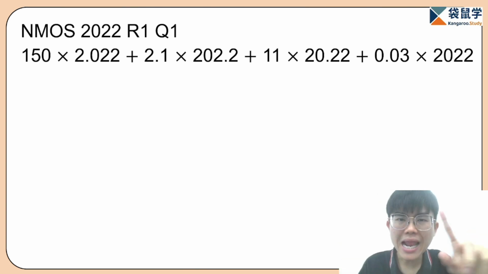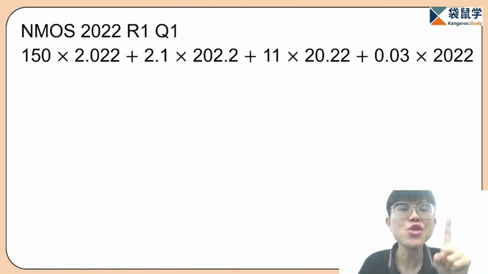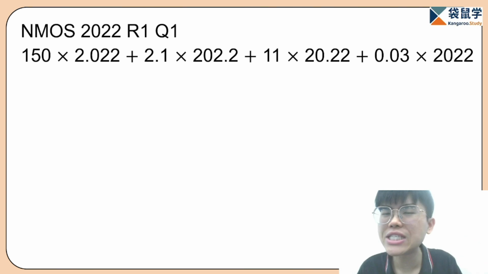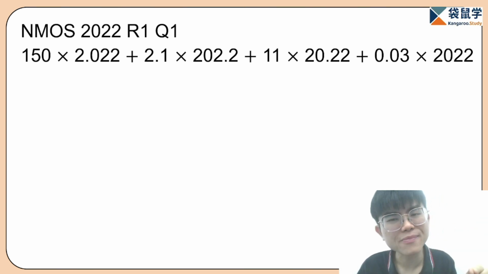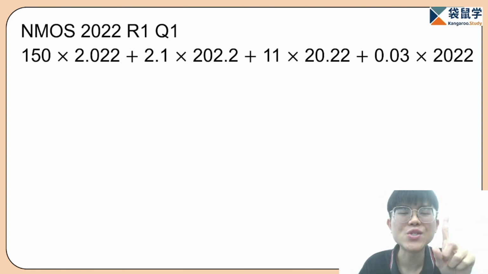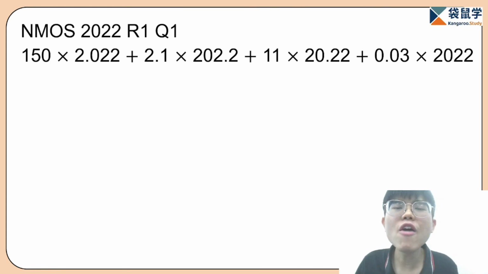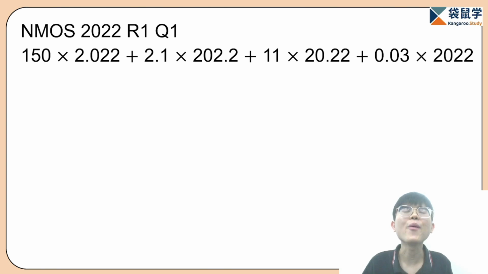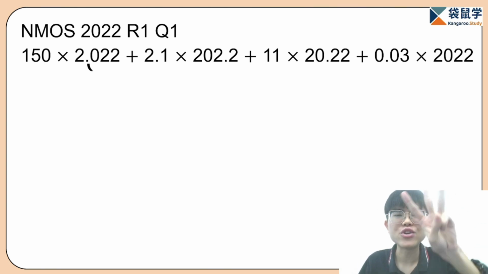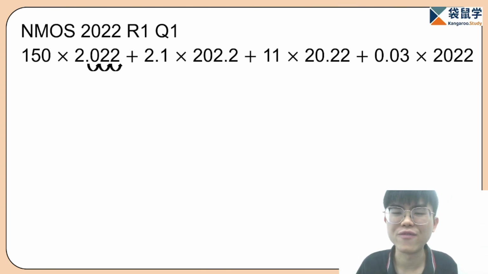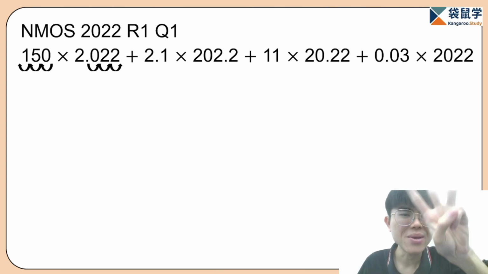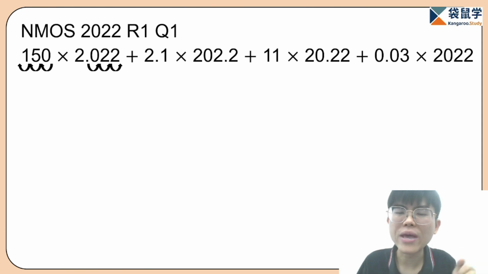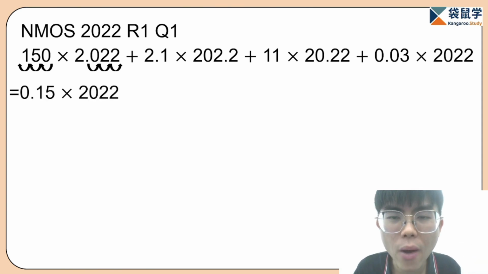In our question, let's try to change the numbers with the same digits to be the same number. We can actually change all of them into any one of the numbers, but now, let's try to change all of them into 2022. Now for 2.022, what can we do to the decimal point? We can move the decimal point to the right by 3 places. How about the 150? We can move the decimal point to the left by also 3 places. After that, what we get is 0.15 times 2022.